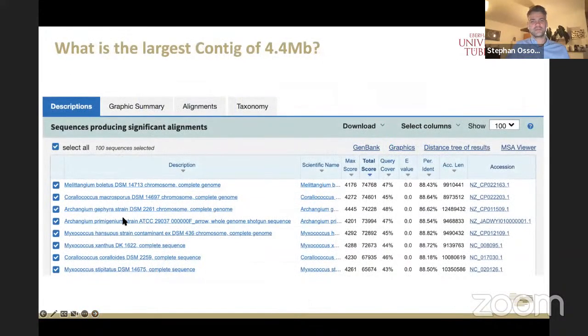So to come to an end, I only asked, what is this largest contig we found, this likely complete bacterium? It's definitely not published yet. So at least there's no full chromosome published. The closest we can find is like 50% coverage, 88% identity.